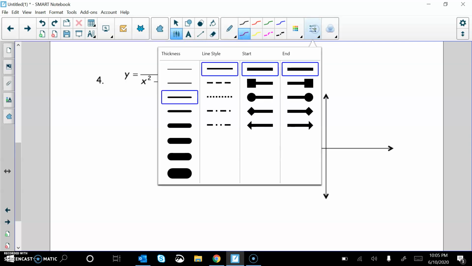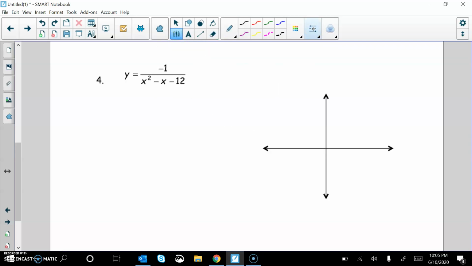Alrighty, number 4, so same process. Factor and cancel if possible. Alright, x times x or x squared plus minus, so that when you multiply you get negative 12. Leading coefficient is 1, so just find out what adds up to a negative 1 and at the same time multiplies to negative 12. What's that going to be? Minus 4 plus 3.